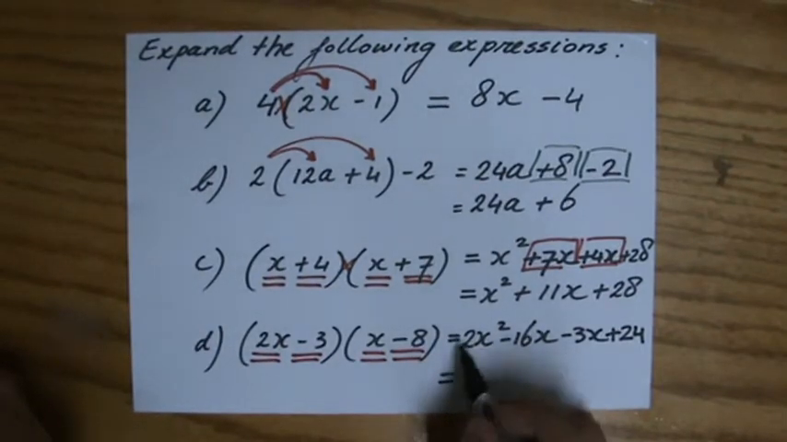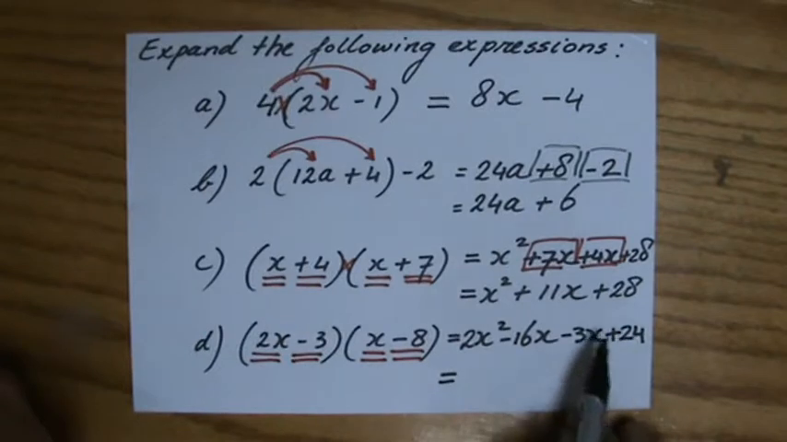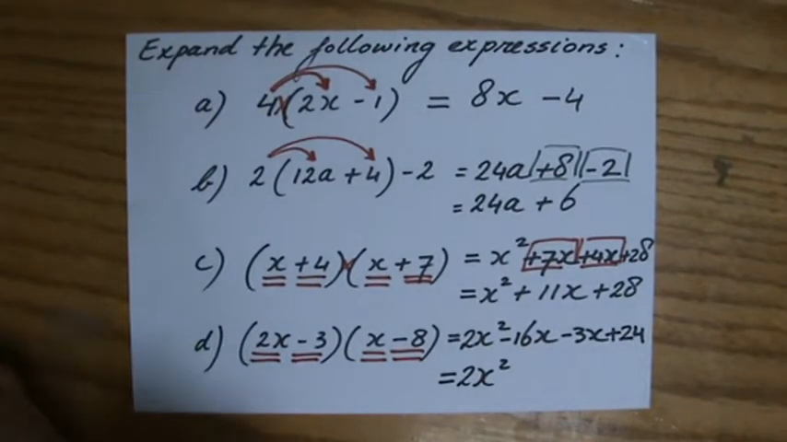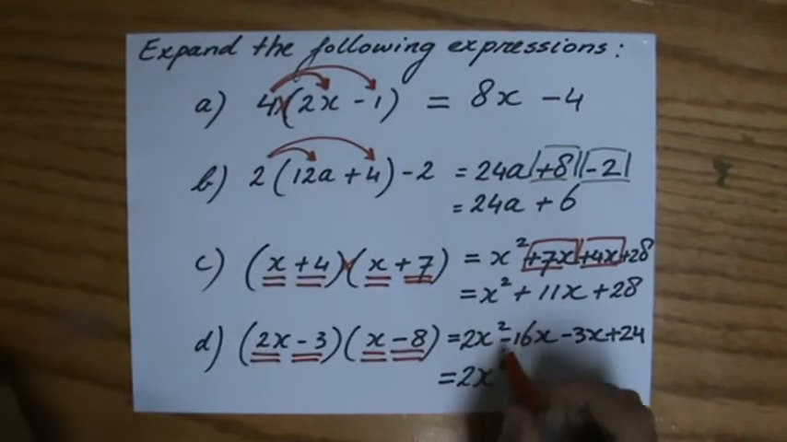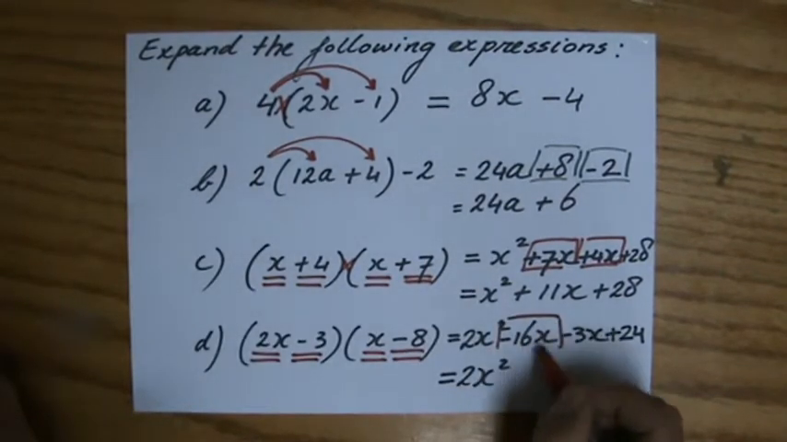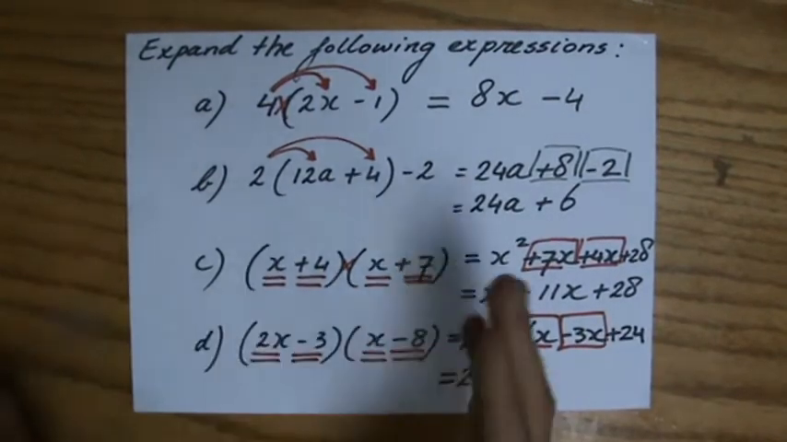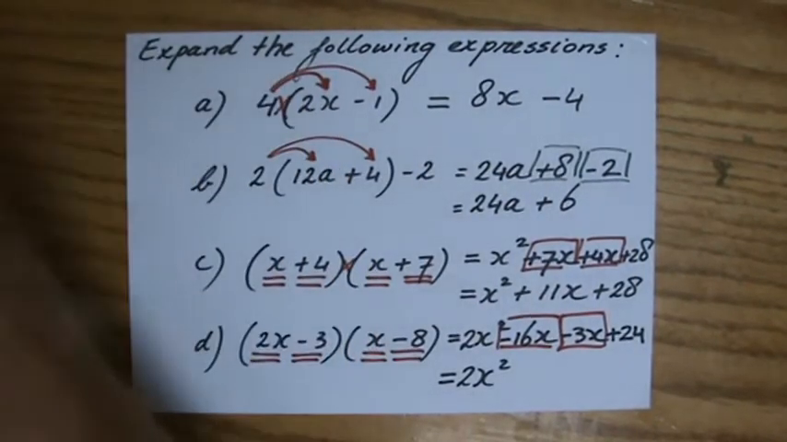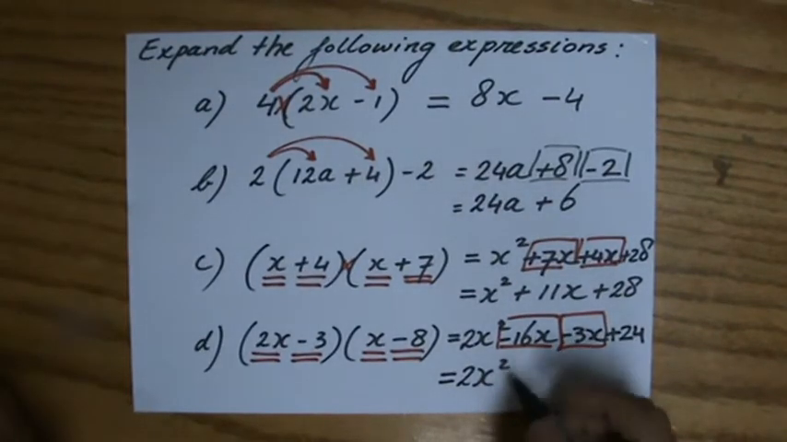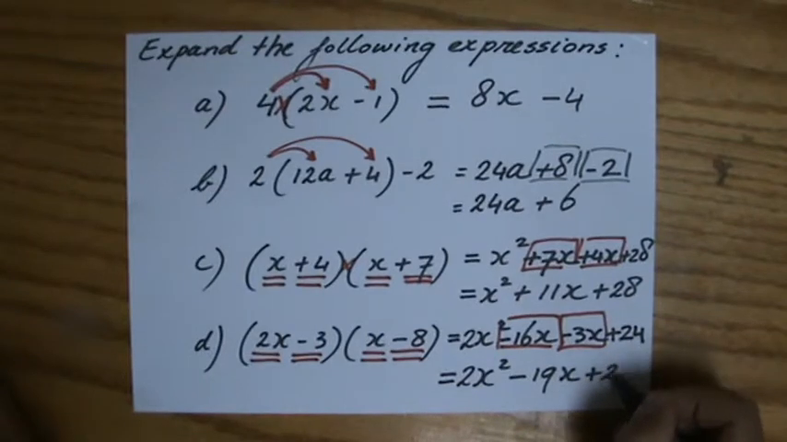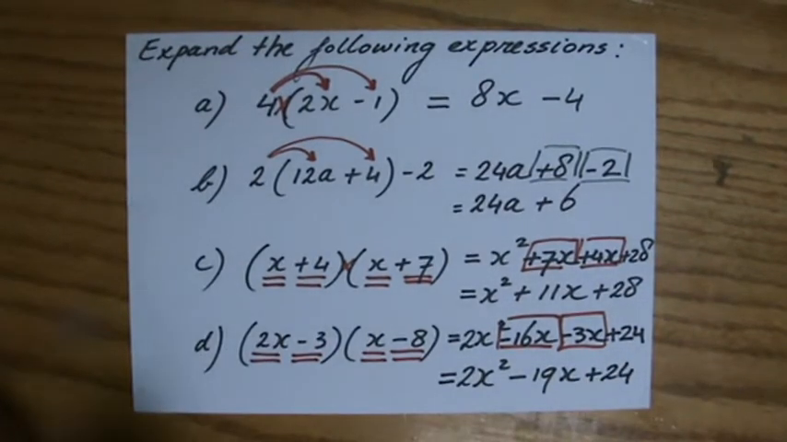Simplify, don't forget that. 2x squared, that's my only term with an x squared, so that is going to stay 2x squared. And there in the middle I have a minus 16x, minus 3x. Now picture the number line, you are at minus 16, and then 3 less than that is minus 19x, and then you have plus 24.